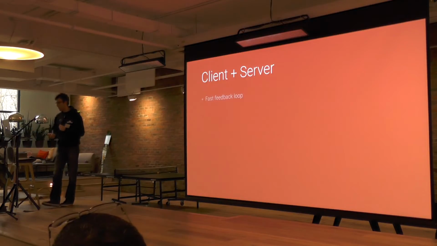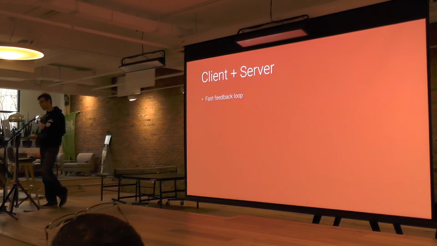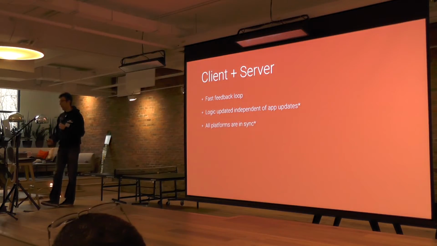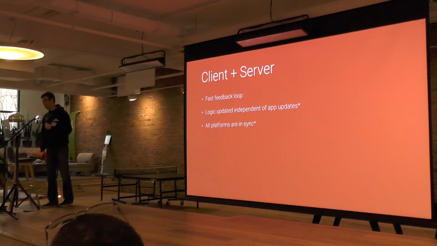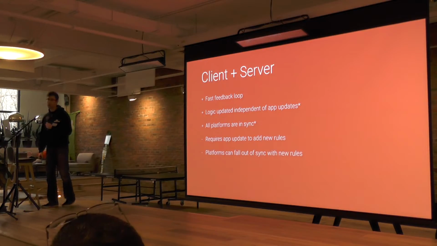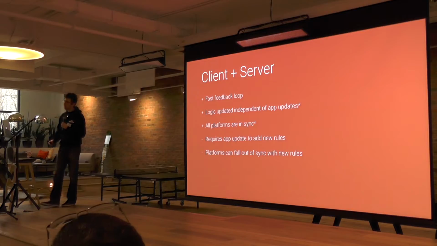It's pretty handy. All right, so we have a fast feedback loop again because the logic is being executed on the client. The logic is updated independent of app updates, and all your platforms are in sync. However, this is only true if you don't add new variables to the equation. So anytime you want to add a new rule, the app requires an update, and once again, your platforms can fall out of sync.